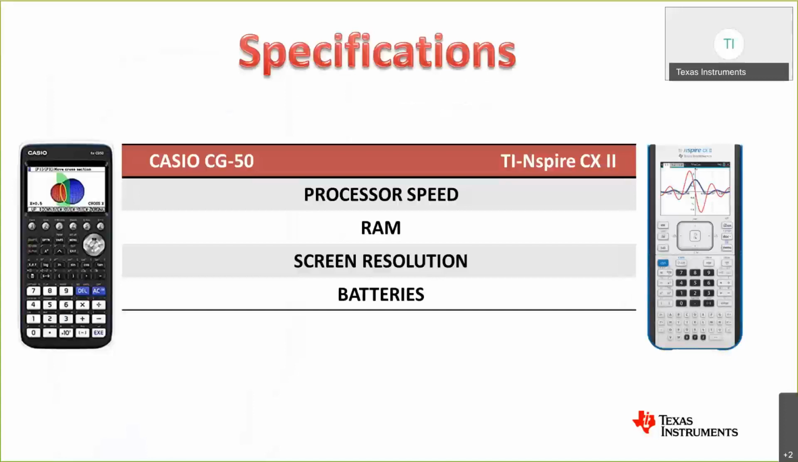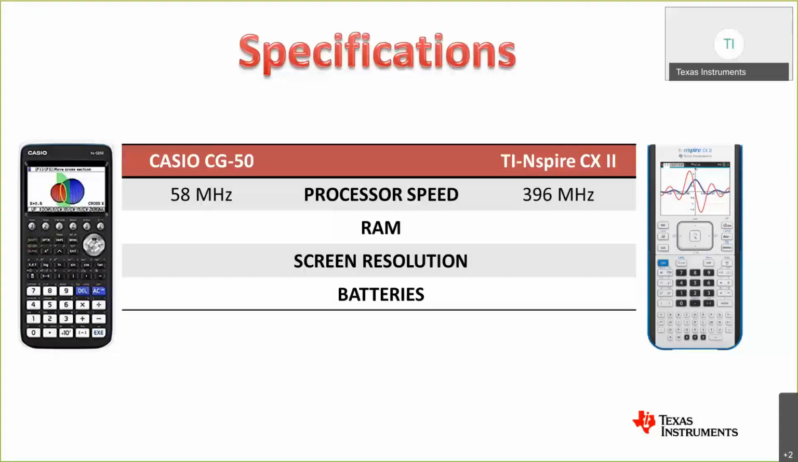All right, so let's have a look at some comparisons. The calculator often used for IB is the Casio CG50. So we're having a quick comparison with the TI-nspire CX2, specifically the non-CAS, but the CAS has basically the same specifications. The CAS is also approved for IB, but it must have the CAS functionality switched off in an exam, and I can show people how to do that if they're interested.